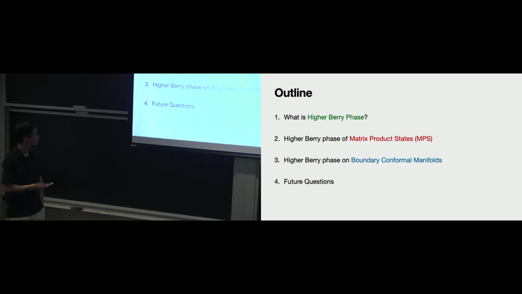So this is the rough outline. I'm going to first tell you what even is a higher Berry phase, intuitively. I'm going to briefly review the tensor network definition of higher Berry phase, in particular based on so-called matrix product states. And then I will tell you about the higher Berry phase on the conformal manifold of boundary conditions, and then I will summarize. And of course, feel free to interrupt with as many questions as you wish at any point.